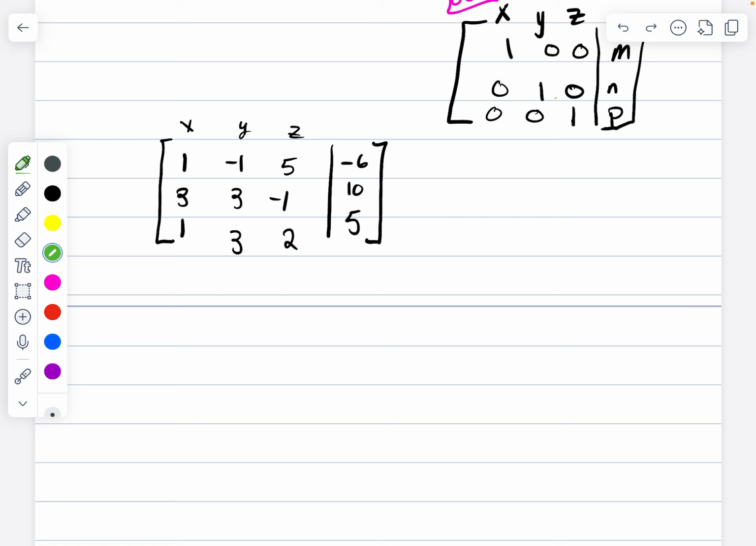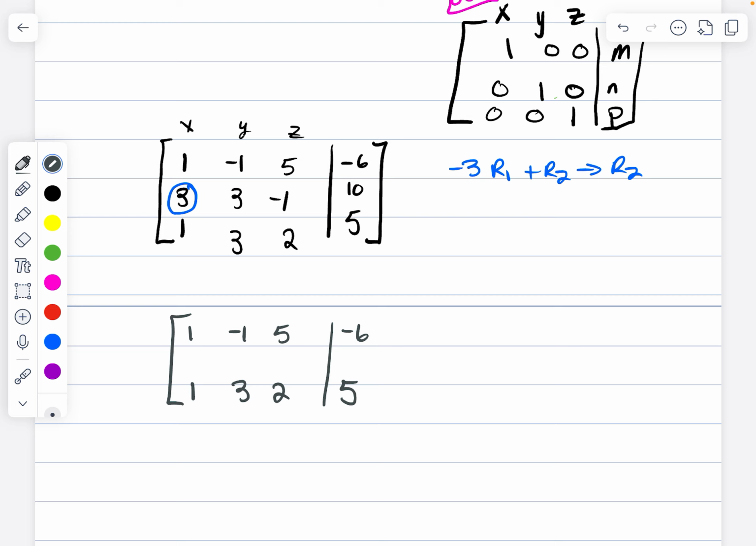One of the strategies we could use here to eliminate some things is to take negative 3, multiply it by row 1, add it to row 2, and replace it in row 2. By doing this step alone, that would make this 3 become a 0. Remember, we're replacing in row 2, so that means row 1 and row 3 are going to stay the same.